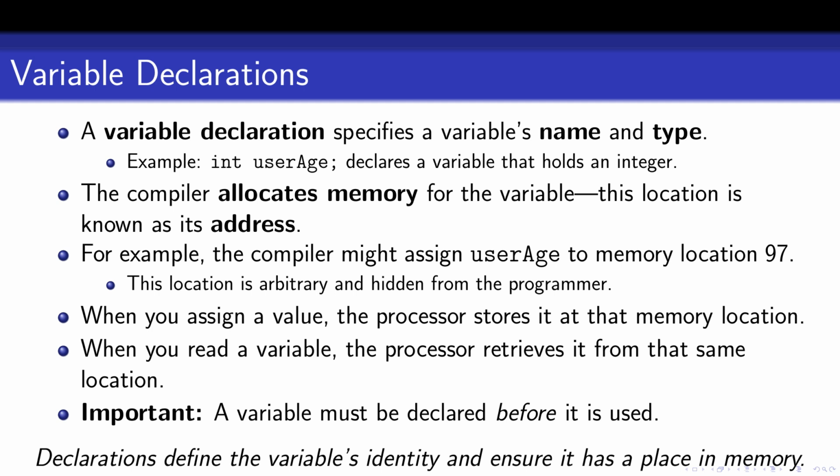When you assign a value to it later, like userAge equals 22, that value is stored at the memory address associated with the variable. When you read from the variable, C pulls that value back from memory. The key rule here is that the variable must be declared before it's used. Without a declaration, the compiler doesn't know how much memory to allocate or what type the variable should be.